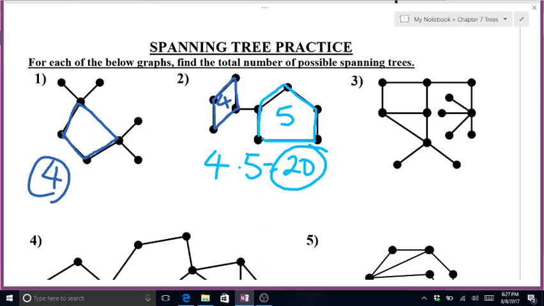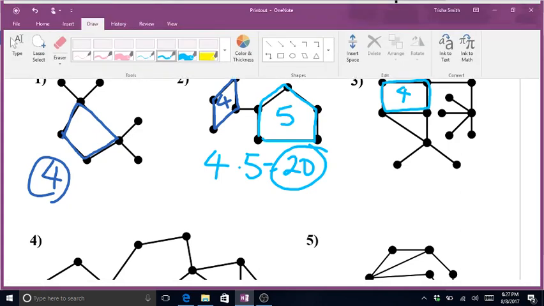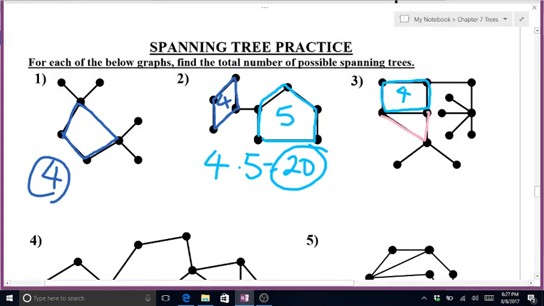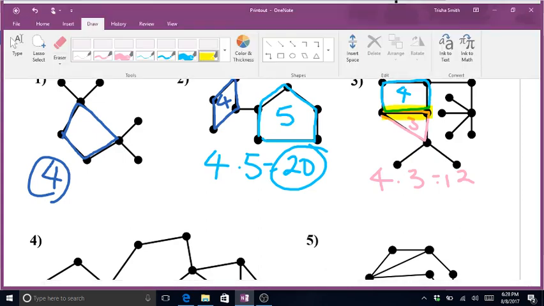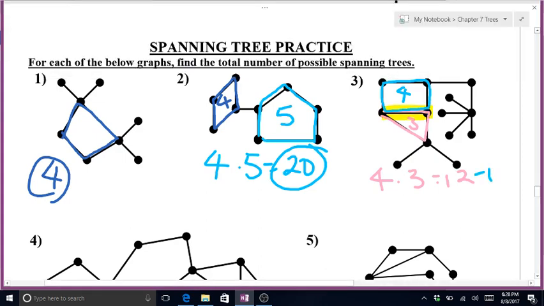Example number 3. I've got a circuit here with 4, and I've got a circuit here with 3. So 4 times 3 is 12. Do they share a line in common? Absolutely. They share this line in common. So we need to now subtract 1. So this one has 11 spanning trees.